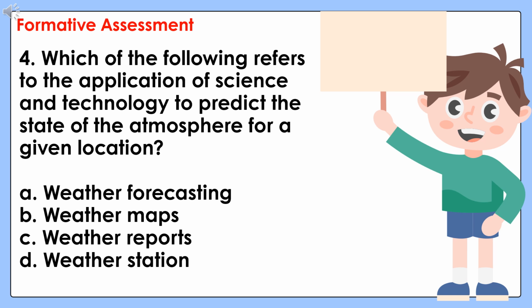Number 4. Which of the following refers to the application of science and technology to predict the state of the atmosphere for a given location? A. Weather forecasting. B. Weather maps. C. Weather reports. Or D. Weather station. The answer is letter A. Weather forecasting.